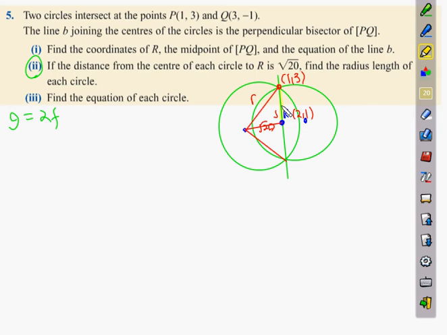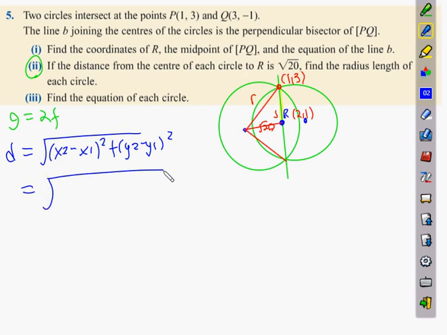So here's what we're going to do. We're going to use the distance formula. We've actually used every junior cert formula in existence on this one question, which is quite spectacular. So we're going to get x1, y1, x2, y2, and what I'm going to get is 1 minus 2 squared plus 3 minus 1 squared, and we're going to get root 5.